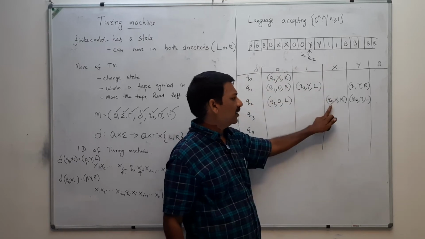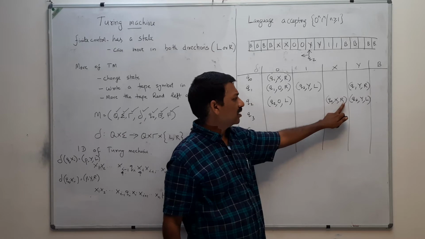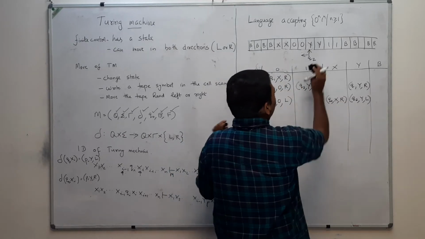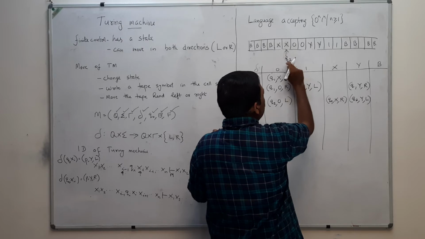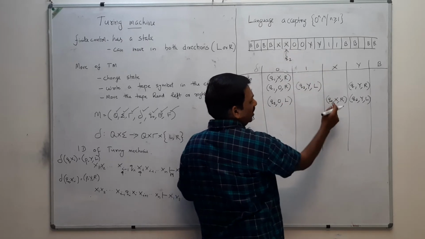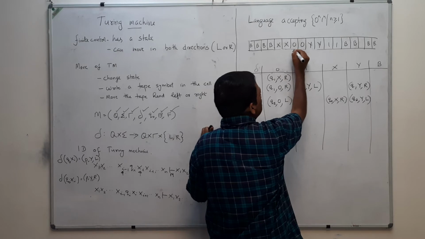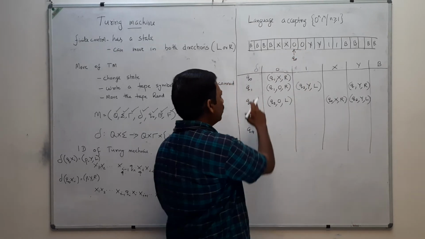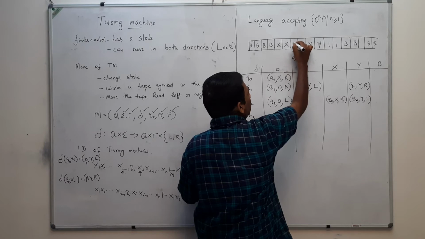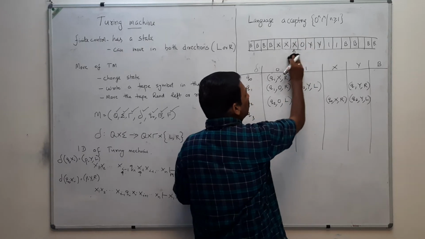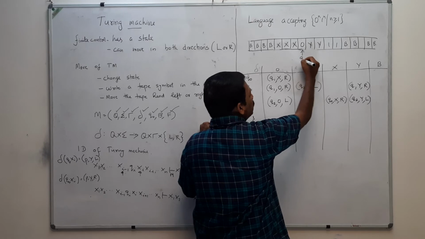In Q2, if there is x, what will happen? It will switch to state Q0 after replacing it with x and moving right. Moving left, it will come here, and that is in state Q2. Q2 on x, that is Q0 x, right? This is replaced by x, and now this is in state Q0. What will happen if Q0 on 0? That is Q1 x, right. We are going to replace this 0 by x, and now you are moving right after switching to state Q1.